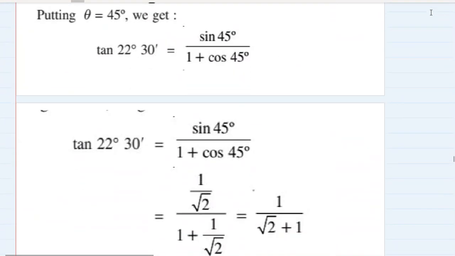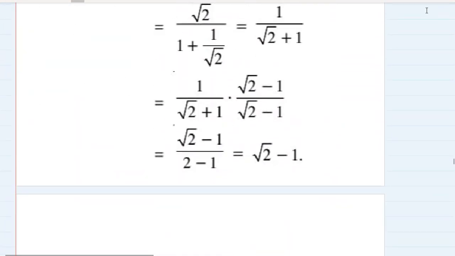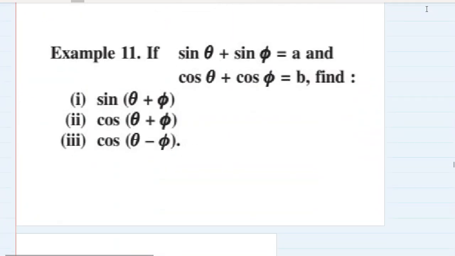Let's check. Correct. Did you understand? Very easy. Okay, let's go ahead.